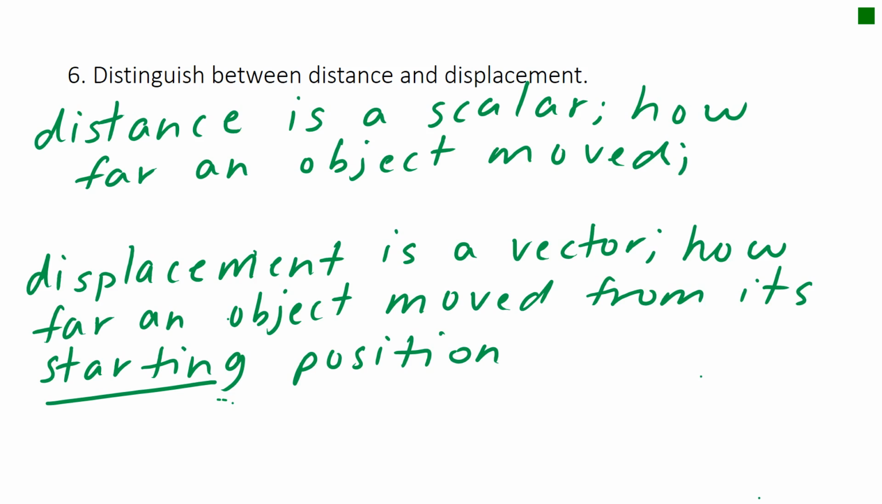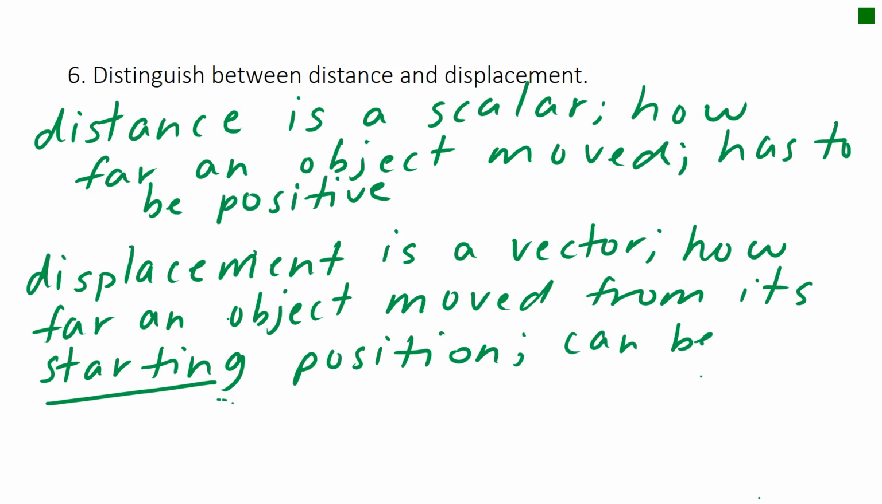Distance has to be positive. You can't go a negative distance. Displacement can be positive or negative. Okay, remember, if the object goes to the right of where it started, it's positive. If the object goes to the left of where it started, then it's negative in terms of displacement.